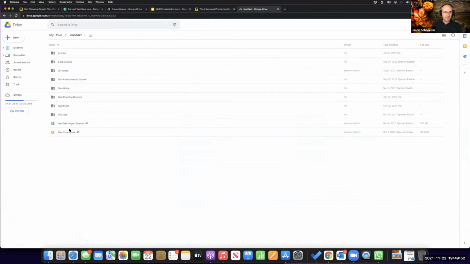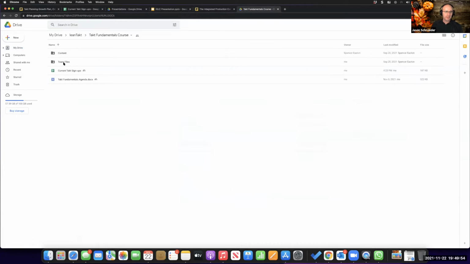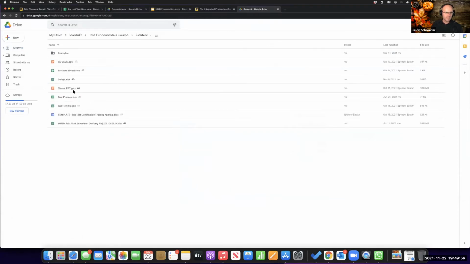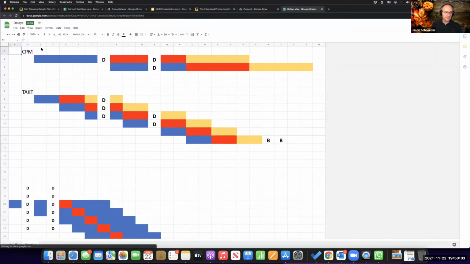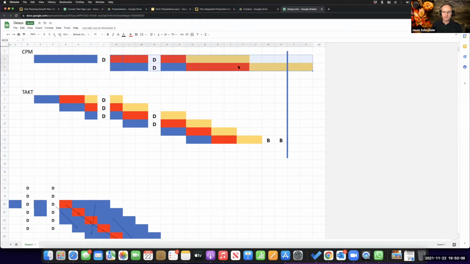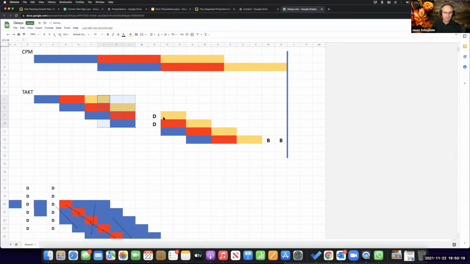And so I'll just go ahead and show you in one of our fundamentals courses, we have this little summary, this little image that I like to use. And if you have delays, let me just pull these back here real quick for you. If you have a delay in a CPM schedule where you have a critical path, a critical chain of activities all the way to the end, and there's a delay, we're going to see together what happens versus actually planning with Tact where you have inherent buffers.